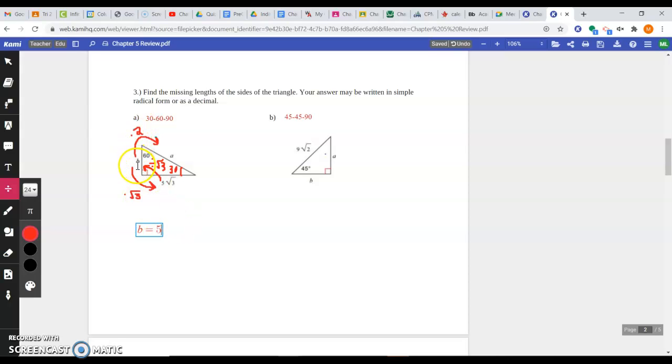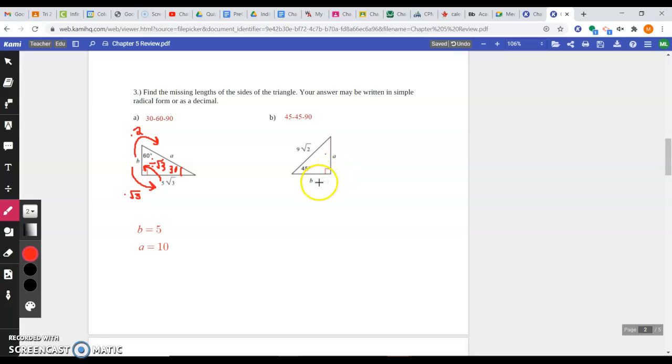And just following the rules, 5 times the square root of 3 would get you 5 square root of 3, or working backwards, 5 times the square root of 3 divided by the square root of 3 would just give you 5. Now following my other rule, the short leg times 2 giving you hypotenuse, that would give you a equaling 10. And that would be your two answers there. b equaling 5, a equaling 10, and you really don't have to show much more work than that because we're just using the 30, 60, 90 rule.